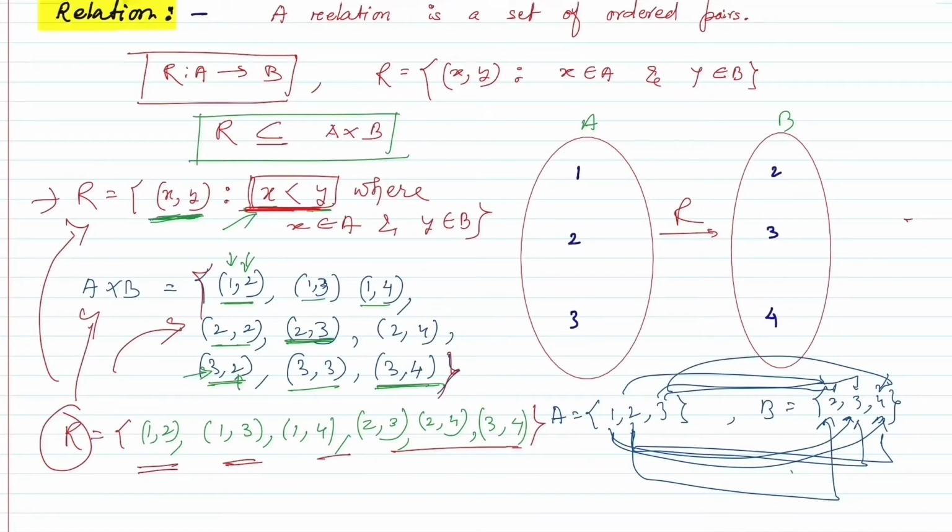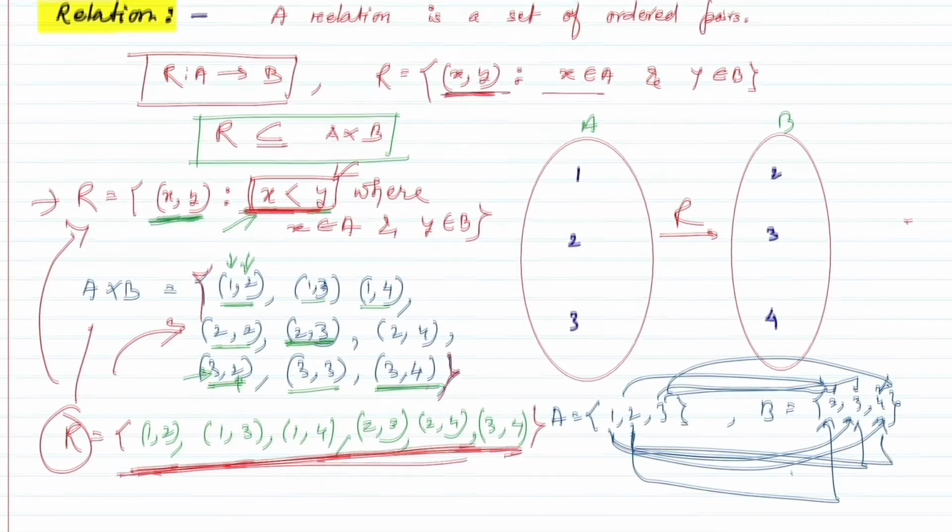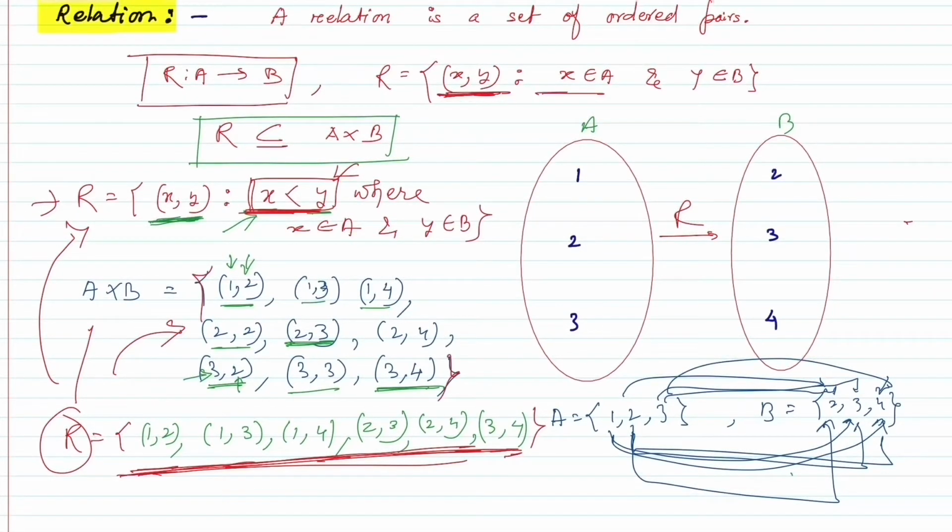So this is nothing but a relation. What is a relation in mathematics? It is nothing but a set of ordered pairs, which must satisfy the condition given in the relation. If it is only given that R is a set of ordered pairs x comma y such that x belongs to A, y belongs to B, then we can take all the ordered pairs in A cross B. In that case R will be equal to A cross B.